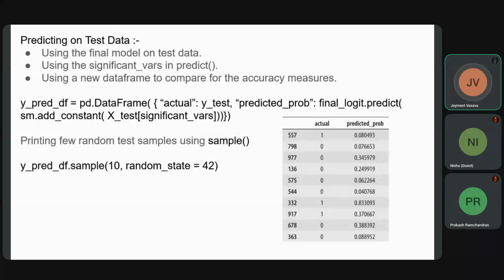YPredDF is used in order to make the data frame, with Y-test for actual and the predicted probability from the final logit predict, which takes the significant variables from the X test that we have taken and passes them on with add constant in statsmodels. Then we use the sample function on the YPredDF that we have created to print 10 observations with a random state of 42.